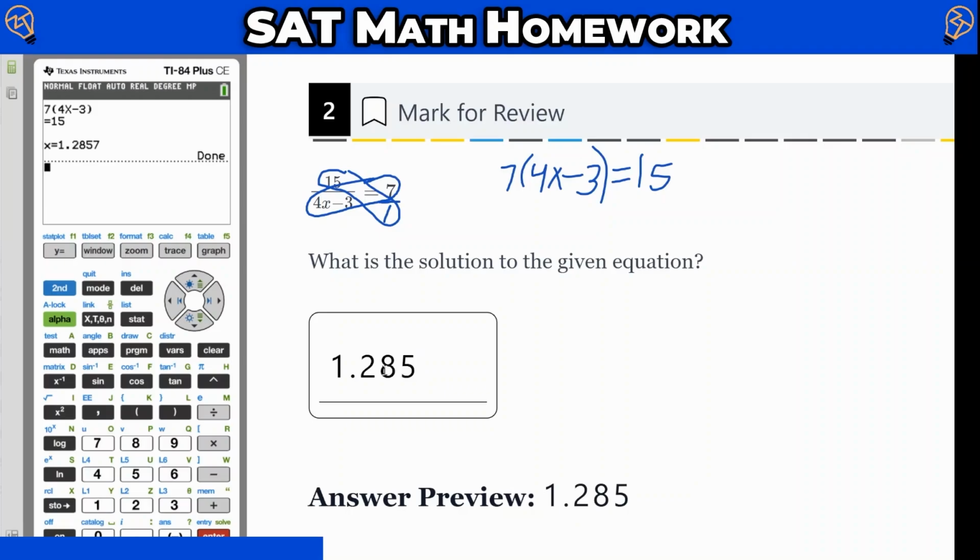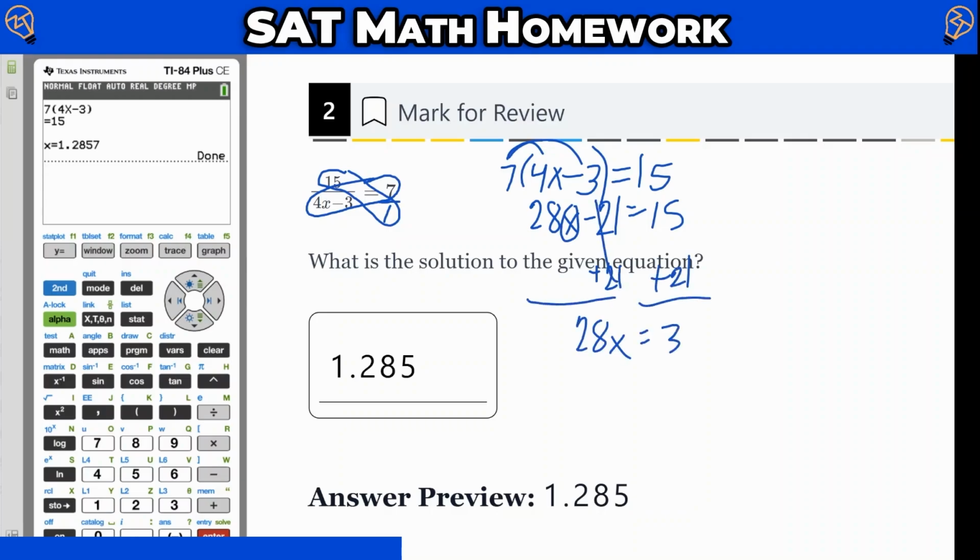However, let's look at another approach of what we could do. If I were doing it by hand, I could distribute the 7 to get 28x, make sure I distribute it here as well to get a negative 21. And then in this case, because I only have one type of x, I'm gonna get x's on one side, numbers to the other. So I'll move the 21 over and I'll get 36 here.